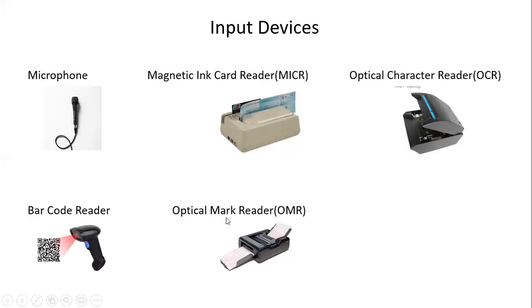The next is optical mark reader. It is a special type of optical scanner used to recognize the type of mark made by a pen or pencil. It is used where one out of a few alternatives is to be selected and marked. It is specially used for checking the answer sheets of examinations having multiple choice questions.